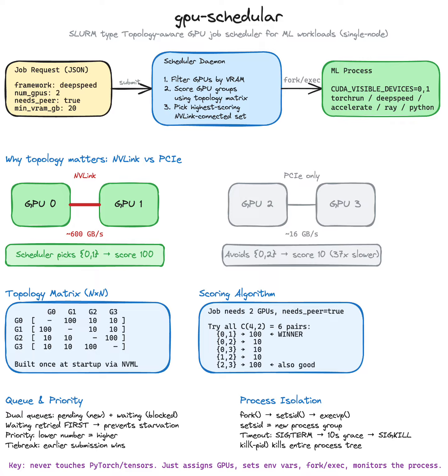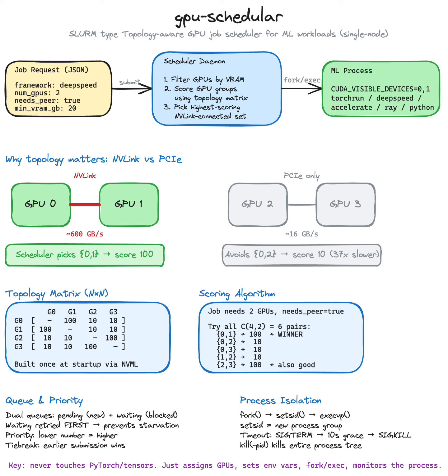Next is process isolation. Each job is launched using fork, then setsid, and finally execvp. The purpose of setsid is to create a new process group, so if a timeout happens, the scheduler can terminate the entire process tree, not just the parent process. For timeout enforcement, it first sends SIGTERM, waits for 10 seconds, and if the job still does not exit, it sends SIGKILL.